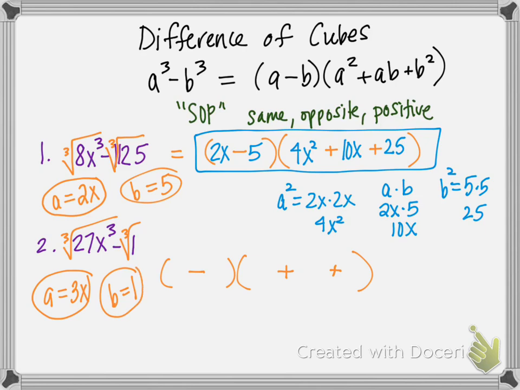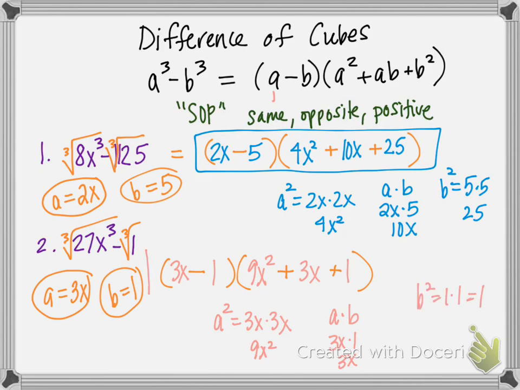So let's fill in our factored form now. So again, what goes in the first parenthesis, you're going to plug in your a and your b. So a is 3x and b is 1. In the second parenthesis, the first term is a squared. So if I take a and square that, that would be 3x times 3x, which is 9x squared. The middle term should be a times b. So a times b is 3x times 1, which is just 3x. And then this last term here is b squared. So b squared is 1 times 1, which is just 1. So this is my final factored form.